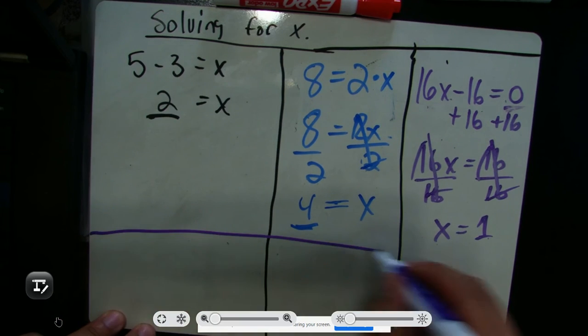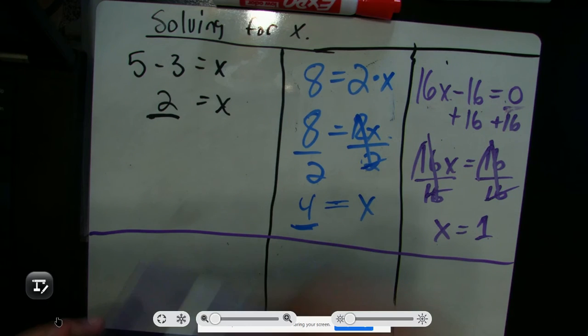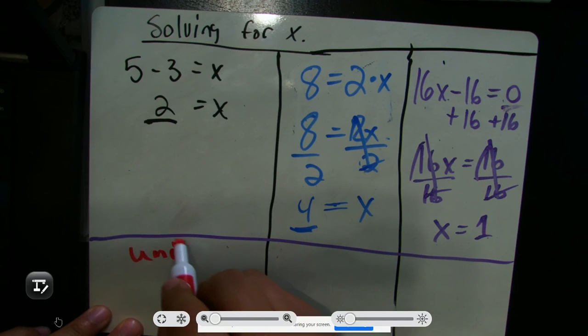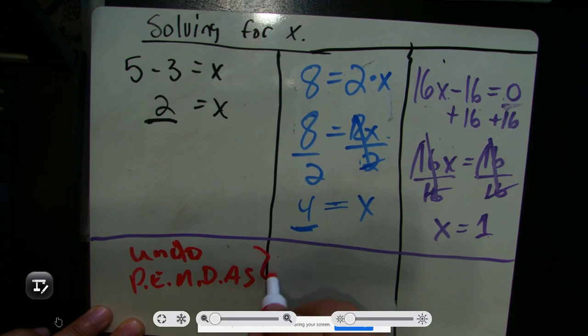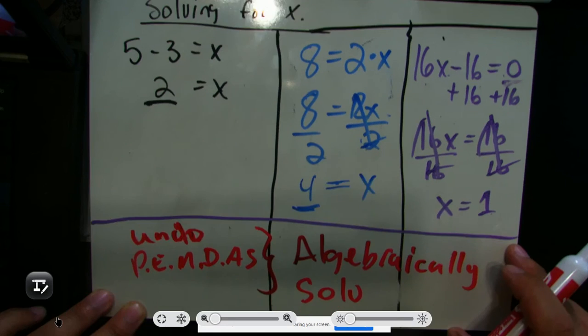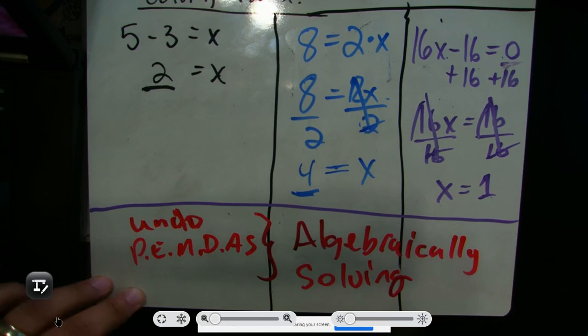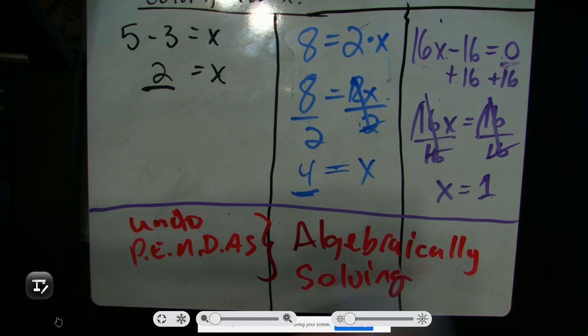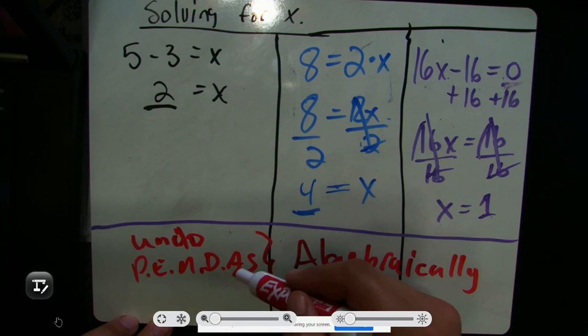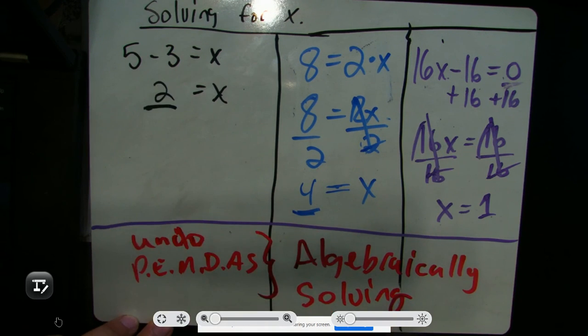And all this work, we have a little name for it. What do we call that? Well, the strategies we used of undoing, and in some cases, PEMDAS, we're going to call it algebraically solving. We roll this up. Algebraically solving, or solving algebraically, however you want to pronounce it. And all we're saying is a fancy way of saying, look, I'm going to undo to isolate x, or I can just use PEMDAS, where I just simplify by doing the actions. Okay? And we call it algebraic solving.